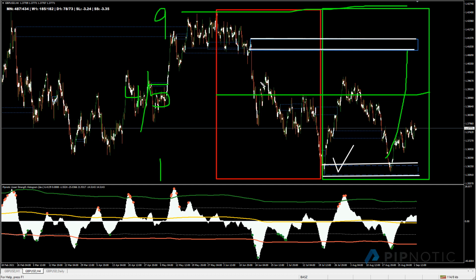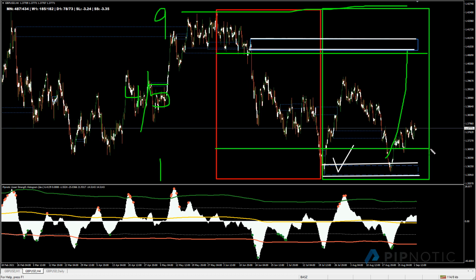Okay, and so what you need to do is focus on the upper 20% of this box to sell. Then you want to buy at the lower 20% of this box. So we have it here and we have it here. So this is where we sell and this is where we buy.